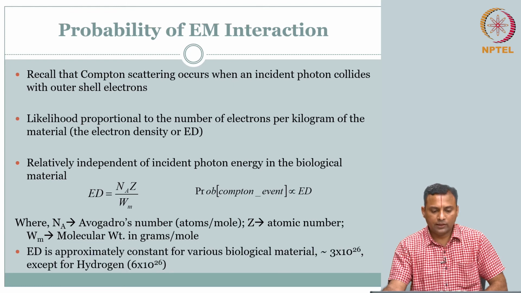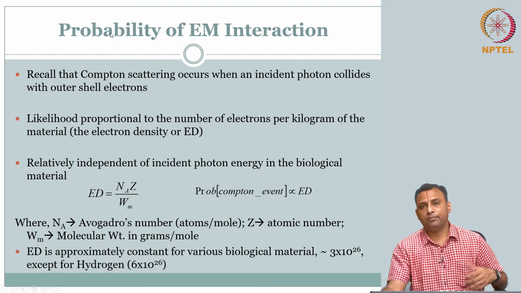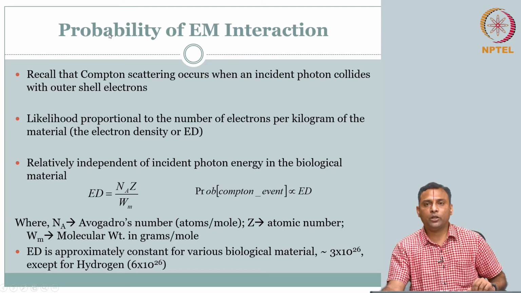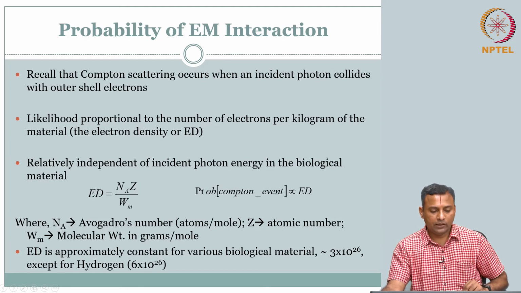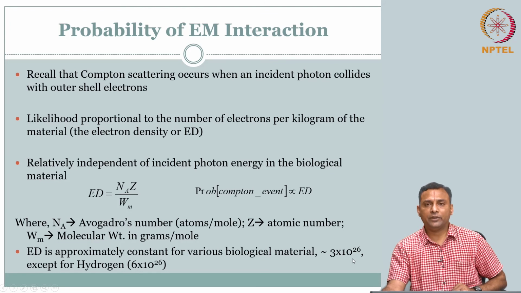So, let us kind of wrap up. We looked at the probability, we looked at what is signal, what is favorable, what is unfavorable, what should be maximized, what should be minimized. So, ED, electron density, is approximately constant for biological tissue for all the materials except for hydrogen, which is 6 into 10 power 26, rest of them are all 3 into 10 power 26.